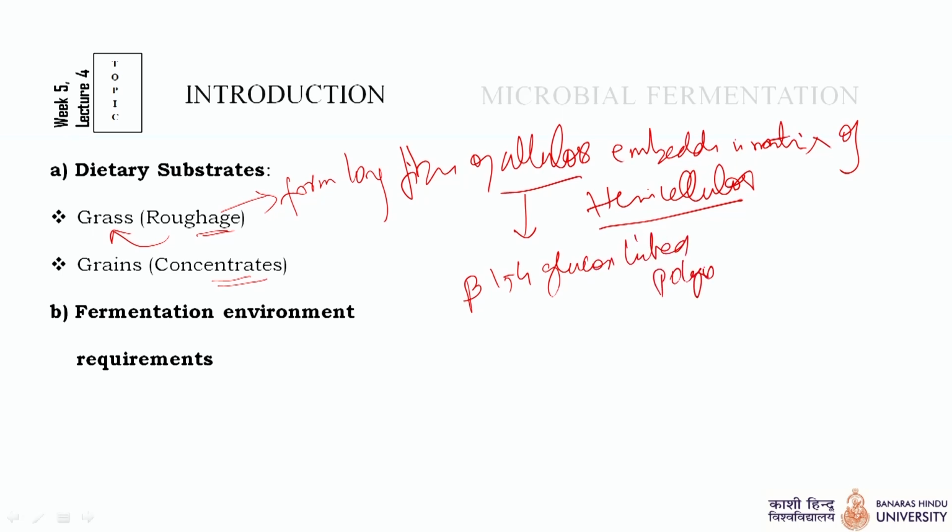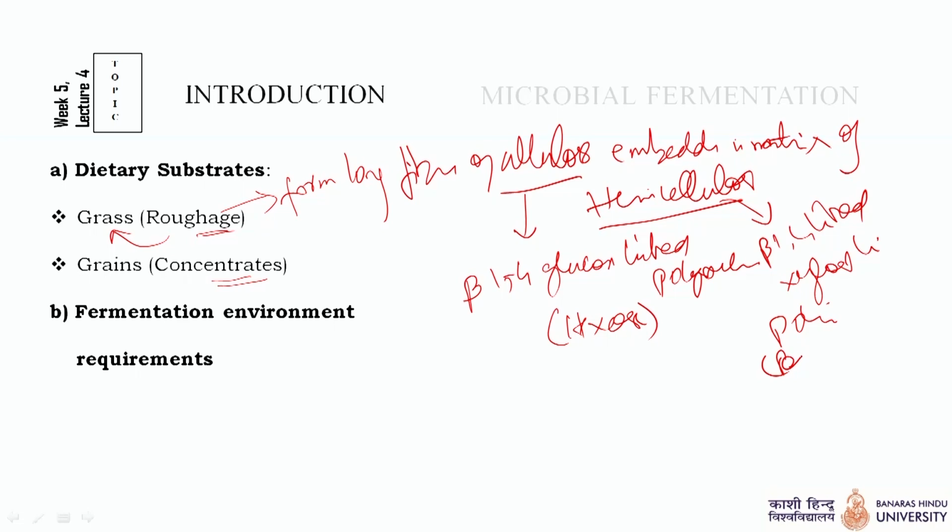Right? Whereas, this is, in other words, a hexose, an example of a hexose. Then hemicellulose is made of beta 1,4 linked xylose polysaccharide. You can say this is a pentose. So one I have given is the hexose, another one is a pentose.